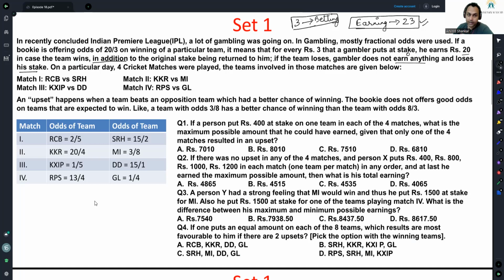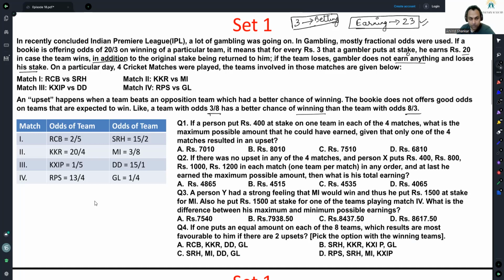On a particular day, 4 cricket matches are played. The teams involved in those matches are given below. Match 1, match 2, match 3, match 4. An upset happens when a team beats an opposition team which had a better chance of winning. A bookie does not offer good odds on teams that are expected to win, like a team with odds 3/8 has a better chance of winning than a team with odds 8/3.